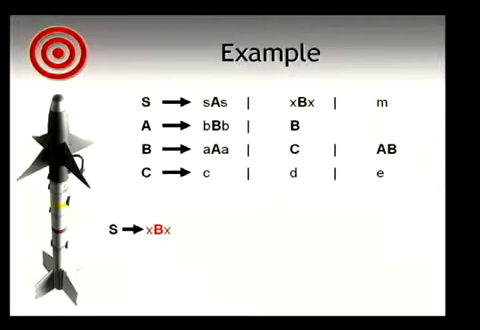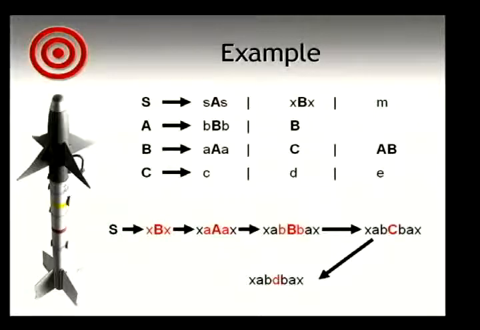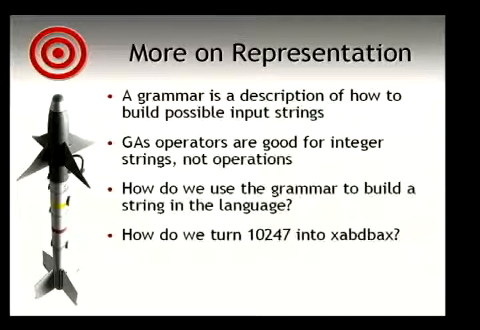We choose x, B, x. For the B in that, because it's a non-terminal, we can substitute again any of the things to the right of B. So we have three options there. We substitute again the first, and we repeat this process again, now substituting for the A. Now we'll substitute for the B. And finally, for the C, we substitute one of the three and end up with all lowercase letters, or all terminals in this case, which means we're done. We've created a string in the language that this grammar describes. So a grammar is a description of how to build all possible input strings, not a specific one. It's a description of a whole language.